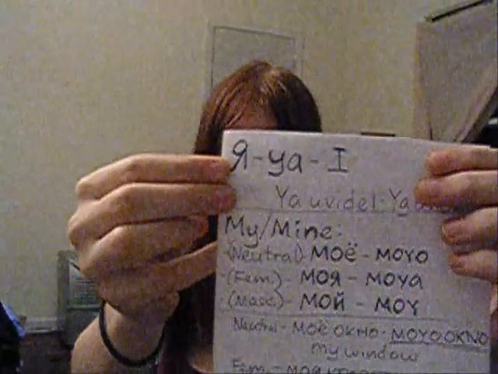Well, in today's lesson, I'm going to teach you I, my or mine, me, and to me. And in Russian, to me is a separate word from me. So, first things first, I is ya. Ya. And the word itself is applicable to all genders.